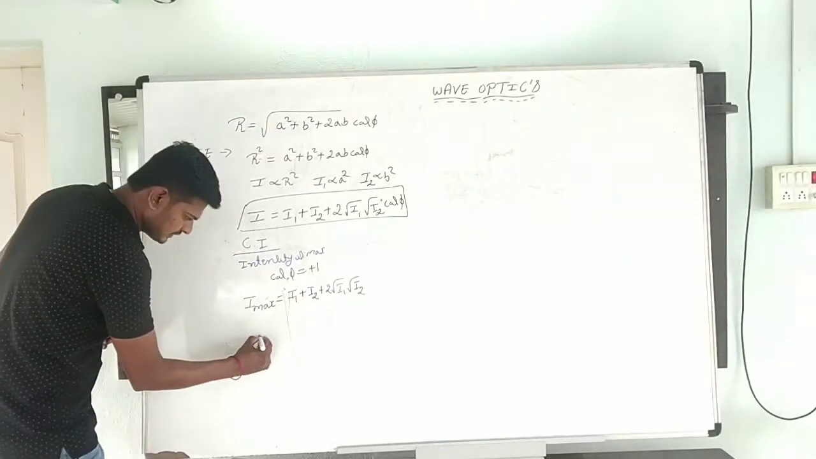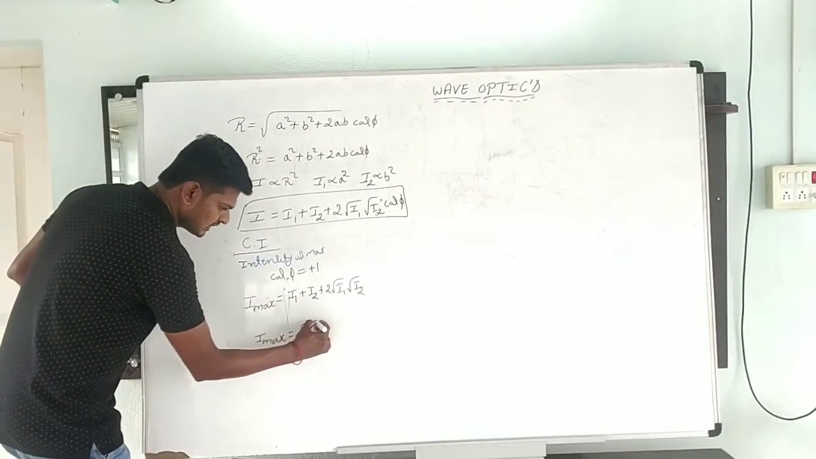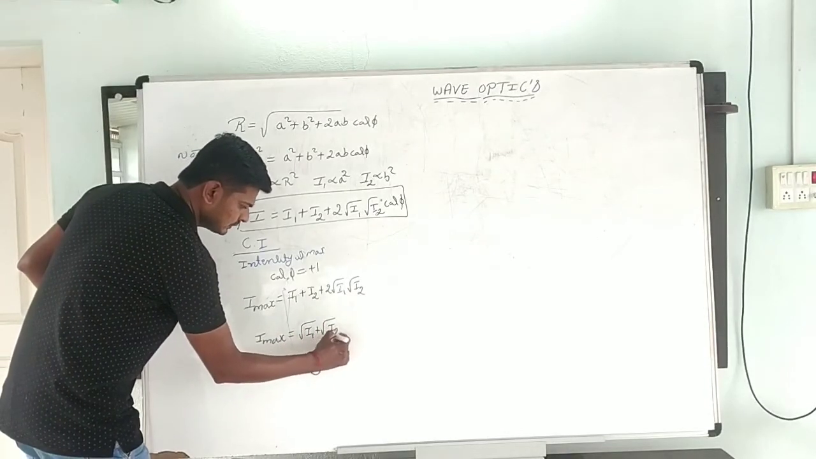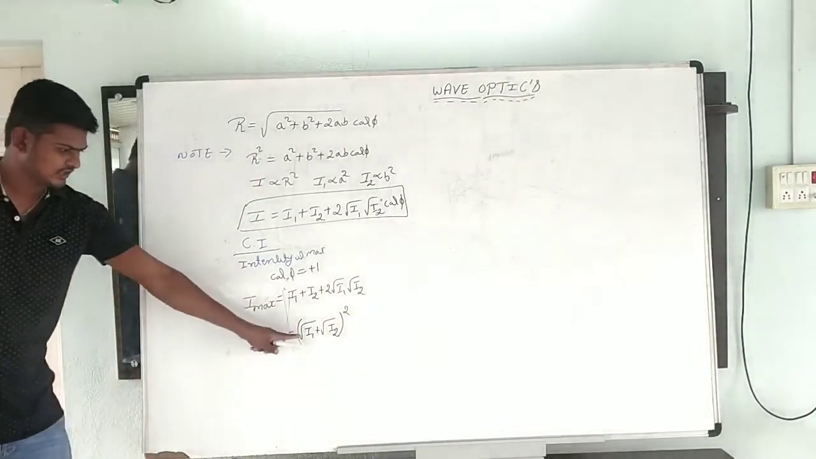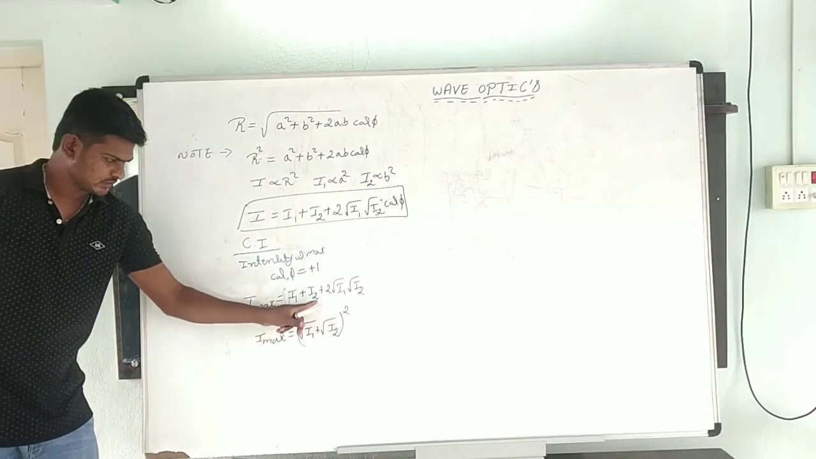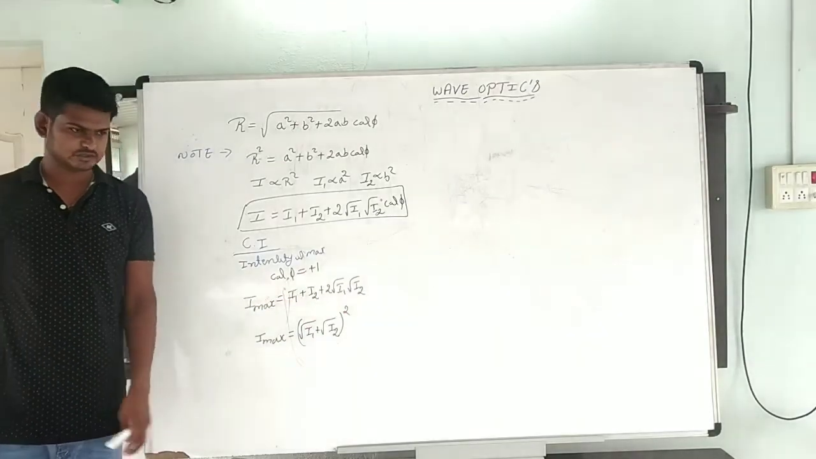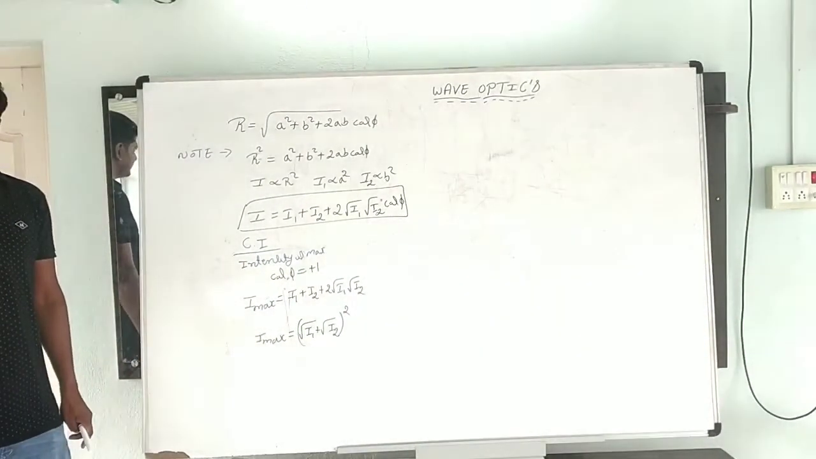The same expression we can write as I max is equal to root of I1 plus root of I2, whole square. Then we get the same expression: A square plus B square. Root I1 square means I1, root I2 square means I2, plus 2AB means 2 root of I1 I2. This is the maximum intensity.